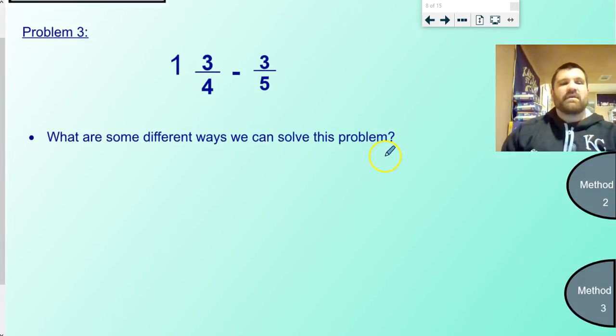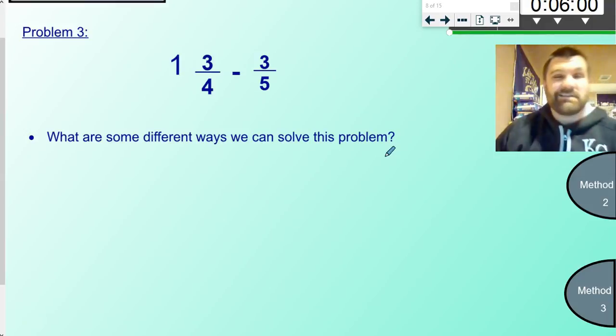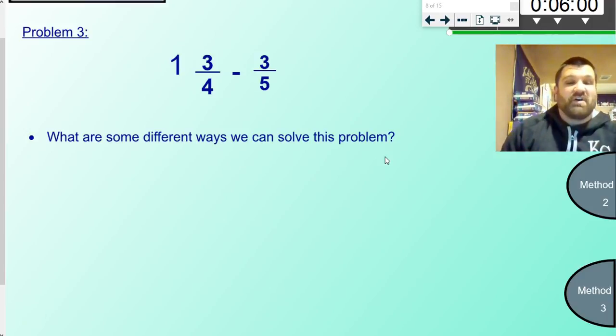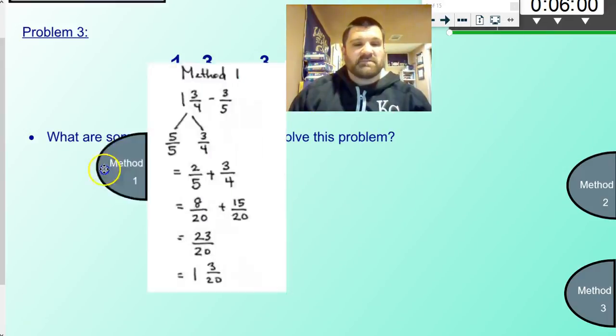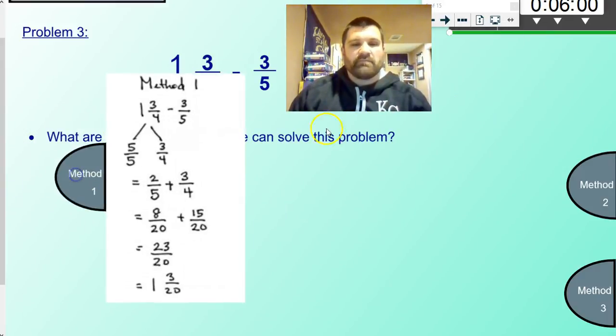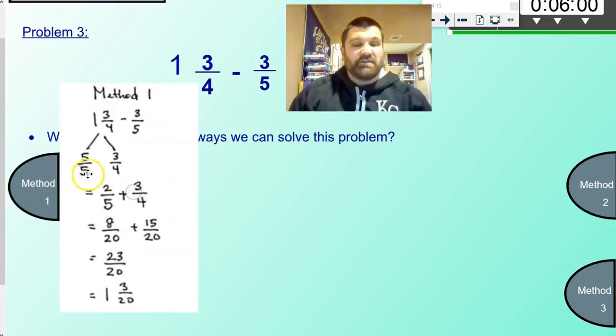Alright, so now we're getting to a little bit of harder stuff versus just some really boring stuff that I feel like we've done a pretty good job on. So problem number 3. What are some different ways we can solve this problem? Think about it. Okay, what ways could we solve this problem? Let's look at what number 1 has. So one method, I like this one, decomposing.